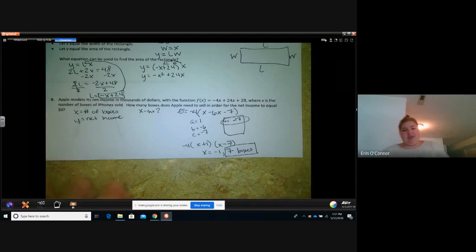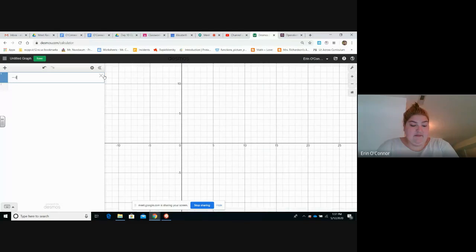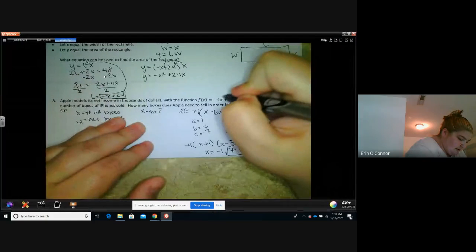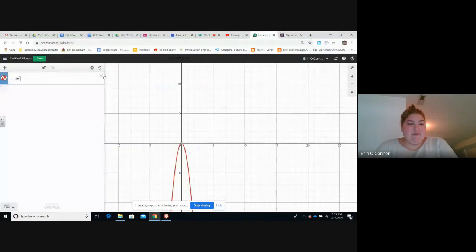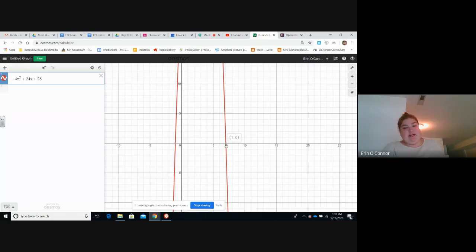Now let's double check this in Desmos. So I have negative 4x squared. Just so you know, sorry, this doesn't say on here, but this should be a squared. Negative 4x squared plus 24x plus 28. And if we look here at 7 being the number of boxes I had to find when the net income, or y, was 0, you get 7. Now, negative 1, you can't have negative boxes sold. So that's why it can't be that.